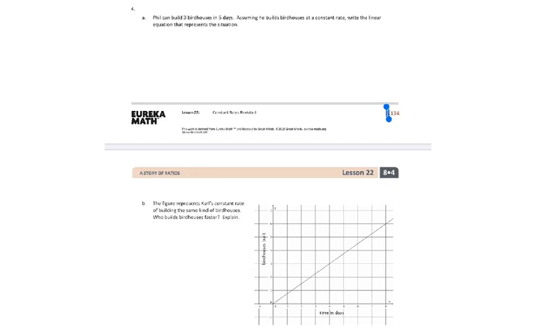So it says Phil can build 3 birdhouses in 5 days. Assuming he builds birdhouses at a constant rate, write the linear equation that represents the situation. Okay, so remember, y is the number of birdhouses that he's building, and x is his time in days. So he is building y equals 3/5 x. That's how we're going to represent this situation.